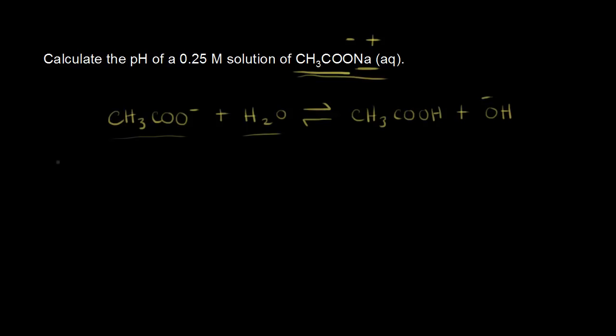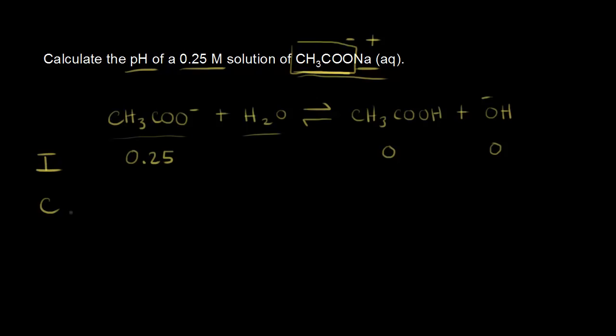All right, so let's go ahead and write our initial concentrations here. So our goal is to calculate the pH of our solution. And we're starting with 0.25 molar concentration of sodium acetate. And so that's the same concentration of our acetate anion here. So we're going to write 0.25 molar for the initial concentration of the acetate anion. And if we pretend like nothing has reacted, we should have a 0 concentration for both of our products, right? So a 0 concentration for our two products.